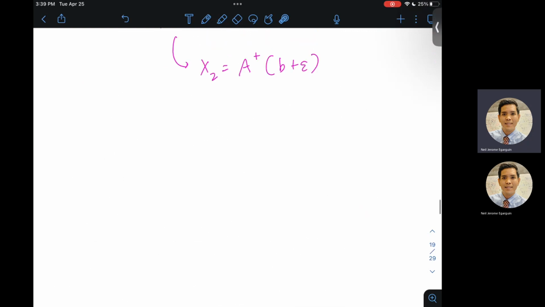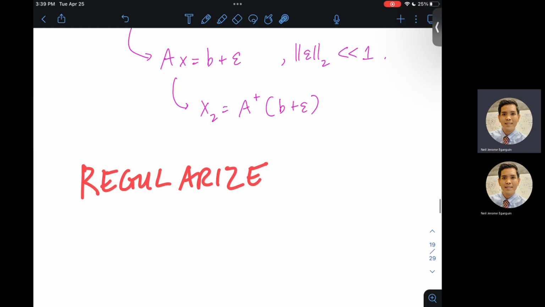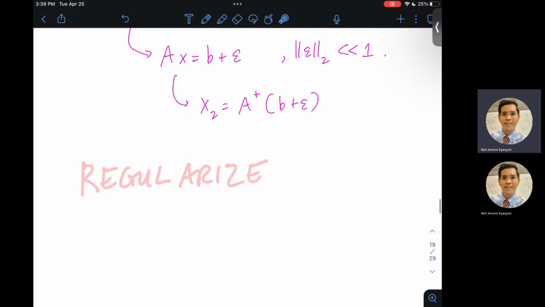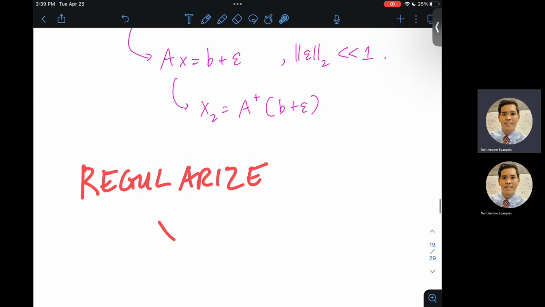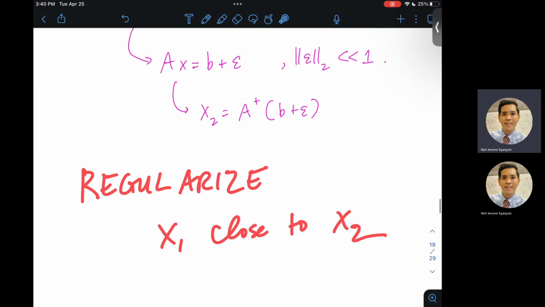By the way, whenever you have this system, what we want to do is to regularize the solution. The regularized solution mitigates the effect of noise or measurement error on the actual solution. And again, the target is to make x1 close to x2 or vice versa. Probably it's much better to say that we want x2 to be close to x1 whenever the noise is quite small.